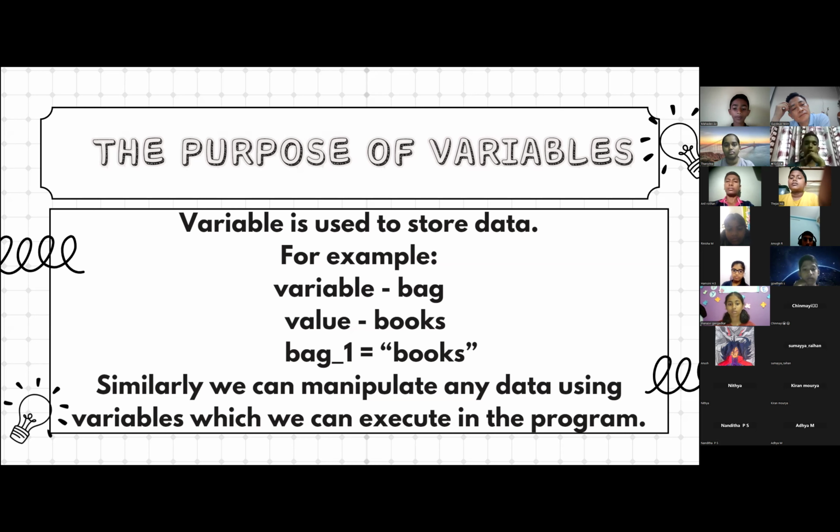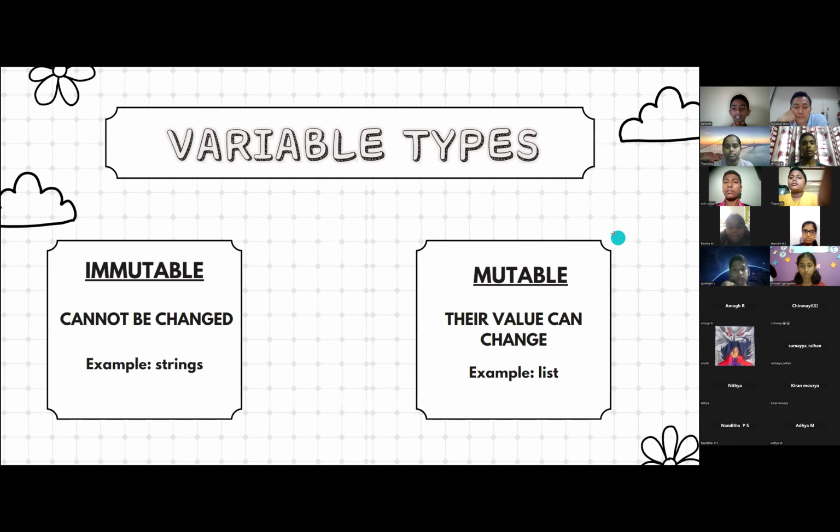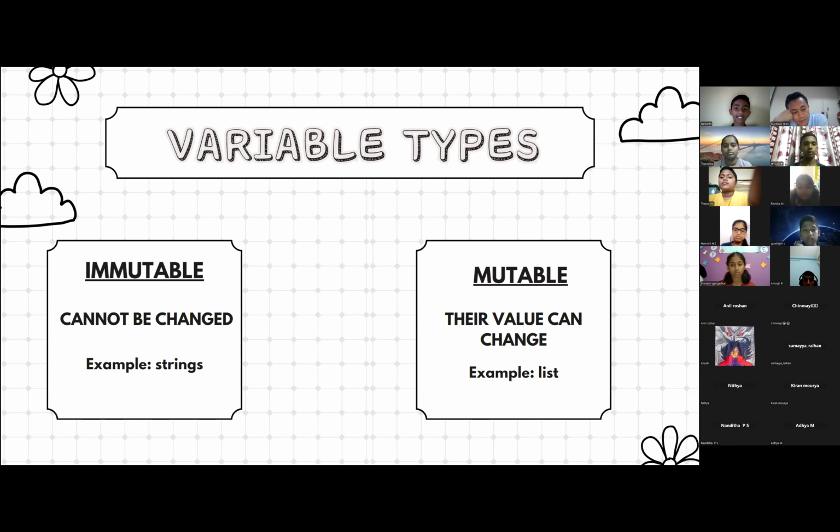Similarly, we can manipulate any data using variables, which we can execute in the program. That means we can change the values of variables, but not all variables. We will study that in the further slides. There are two types: immutable and mutable. Immutable means it cannot be changed, for example strings, which we used before. Mutable means the value can be changed.